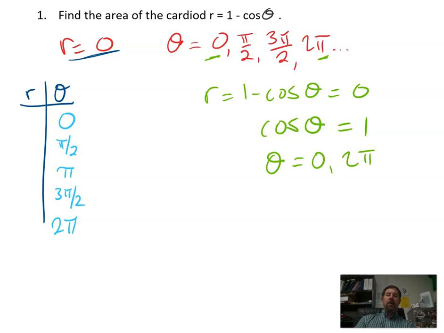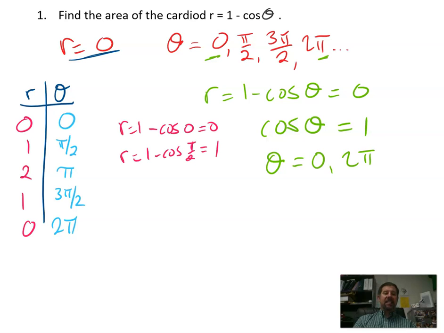All right, but now I want to find these r values that correspond with these thetas. So I'm going to plug these thetas into our equation for r. R equals 1 minus cosine 0. Cosine of 0 is 1, so 1 minus 1 is 0, and we kind of did that from our solving over here. R equals 1 minus cosine pi over 2. Cosine of pi over 2 is 0, so 1 minus 0 is 1, and so on. I'm going to find all my r values that correspond with those thetas. And then once I have those, I can go ahead and sketch these points.